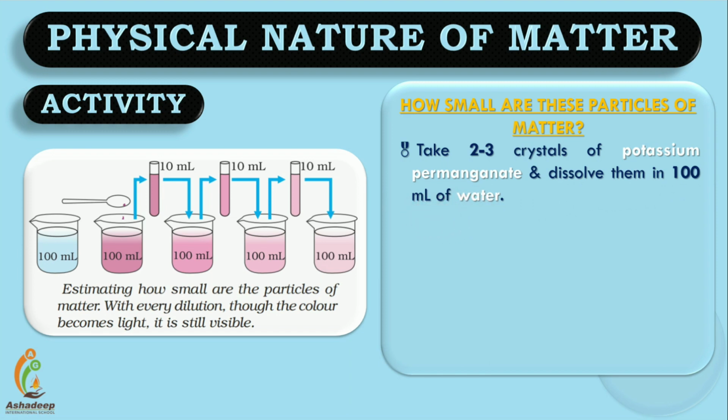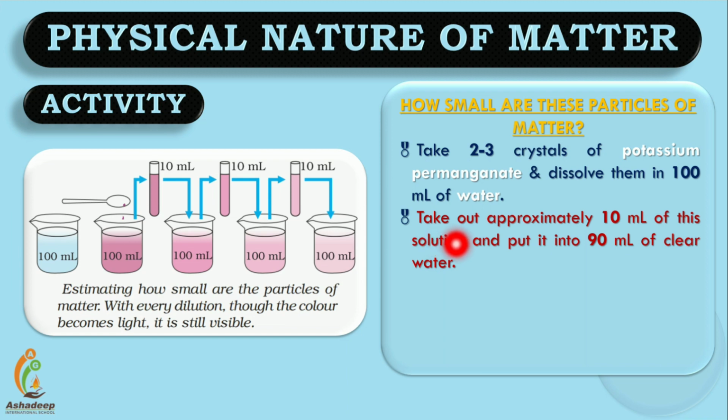You have to take one beaker like this, take 100 ml of water and add potassium permanganate in the beaker. After adding potassium permanganate, you have to stir it properly. Once you stir it, the color of the water changes from blue to pink. Then after, take out approximately 10 ml of this solution and put it into 90 ml of clear water.